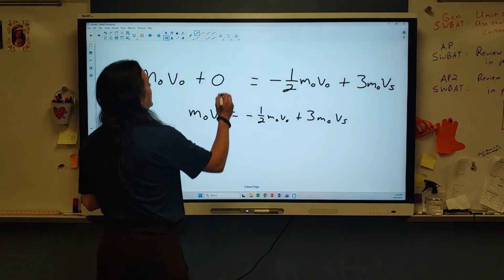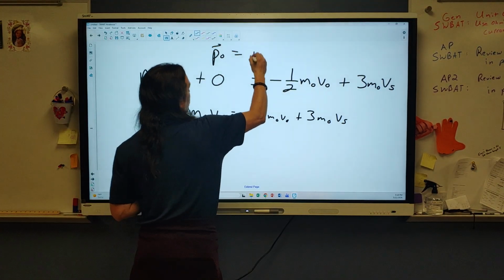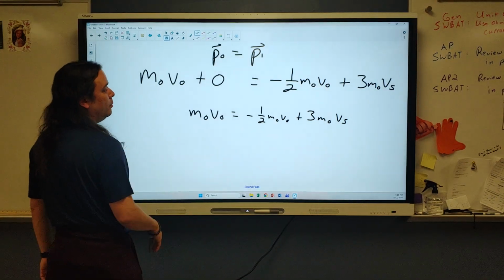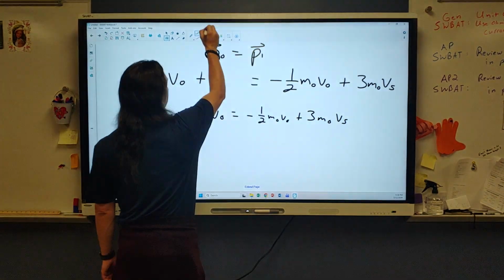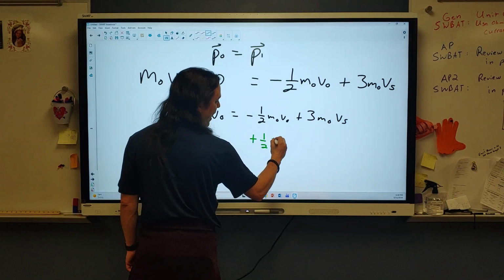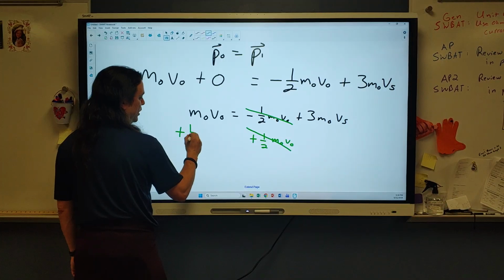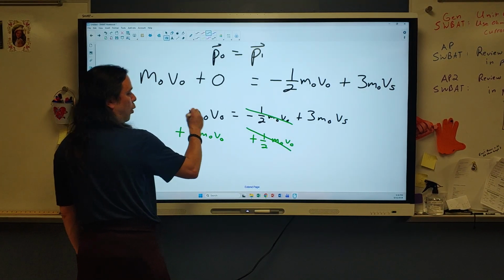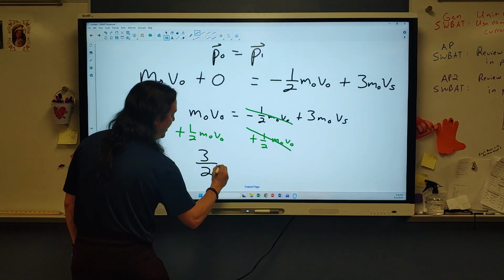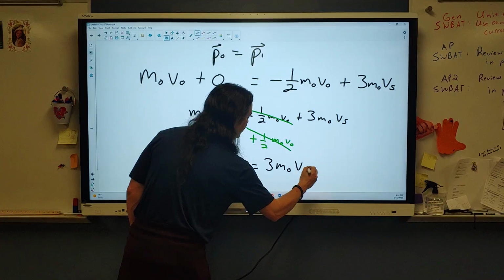I think it would also be perfectly fine to start with this. But I guess momentum conservation should actually be P initial equals P final. But as long as you've got this out, you should be in good shape. Okay, moving forward. I want to get this isolated, so I get Vs equals some stuff. I'm going to add 1/2 m naught v naught to both sides to get rid of that. I got 1 m naught v naught plus 1/2. That's going to give me 3/2 m naught v naught equals 3 m naught Vs.